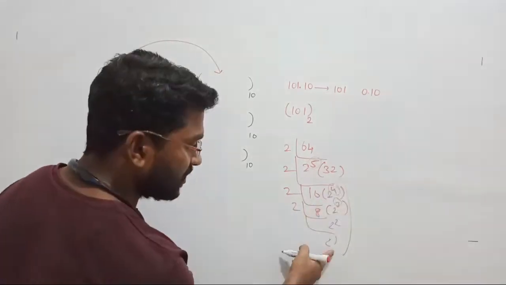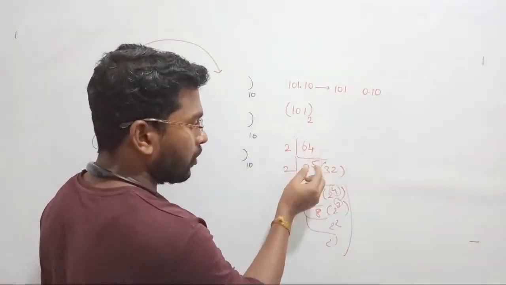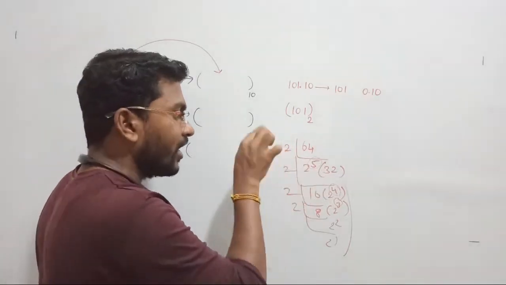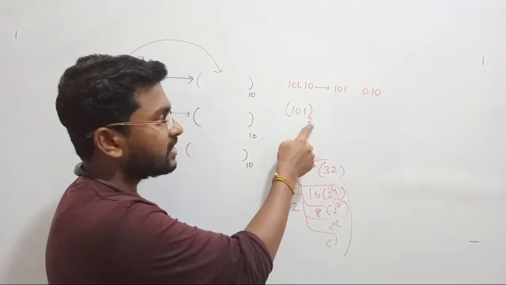So the order is, what we have done is, these terms, when a number is divided by 2, we are indicating it like this. How do we represent this? 2 power 5, 2 power 4, 2 power 3, where the base is 2.